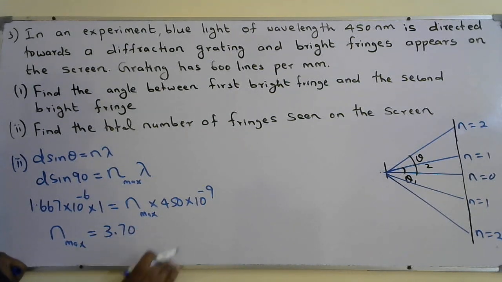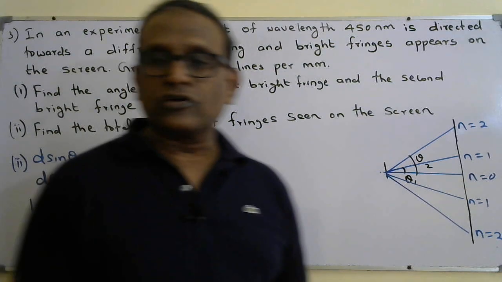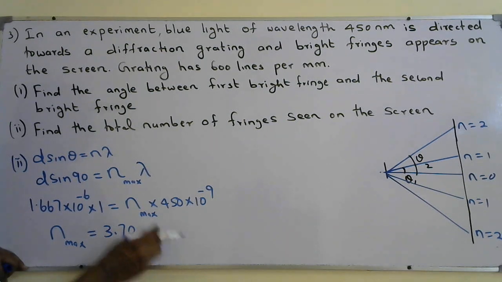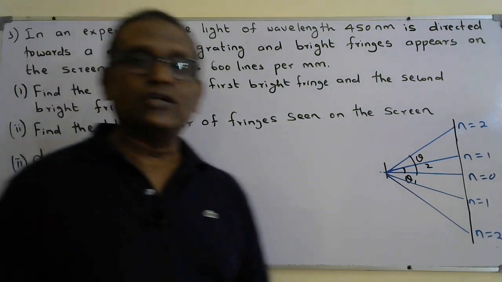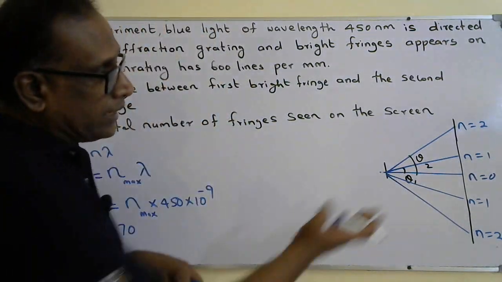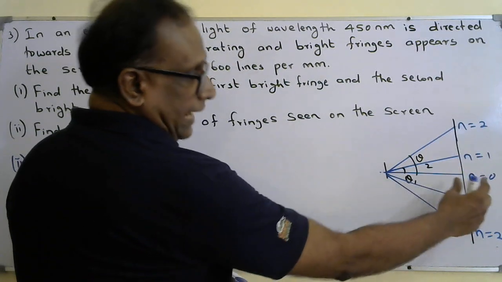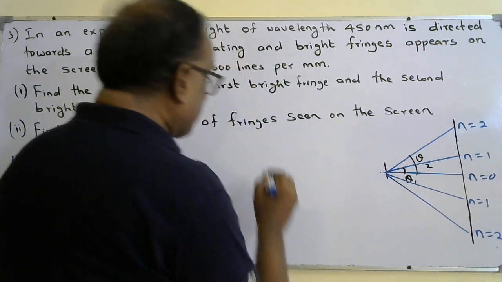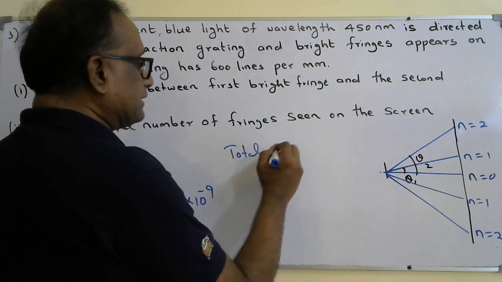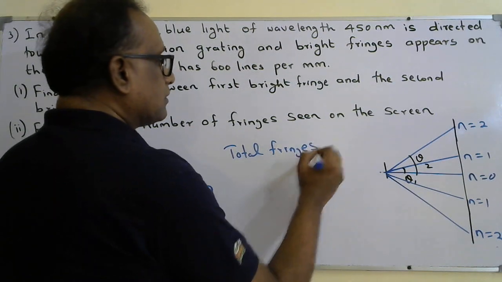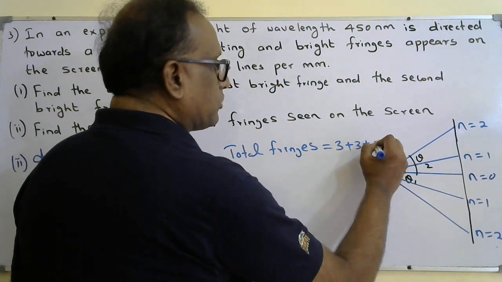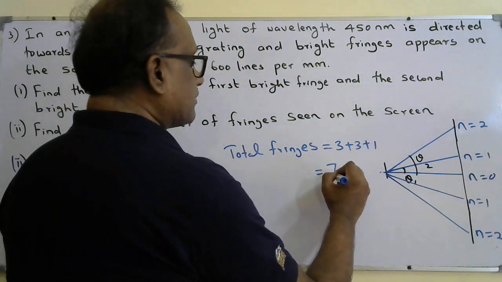But 3.70 can't be a fraction. The order of fringes must be an integer. The 0.7 means there's no possibility of another order, so it should be 3. So the maximum order, we can go up to the third order bright band. On one side, except the 0th order, there will be 1, 2, 3, and on the other side 1, 2, 3. So total number of bands or fringes equals 3 on one side, 3 on the other side, and the 0th order 1. So it's going to be 7.